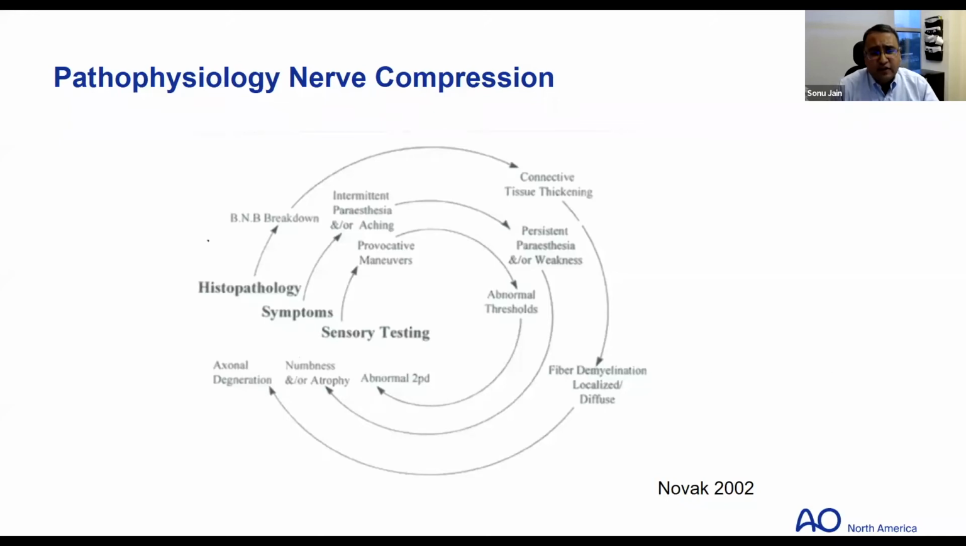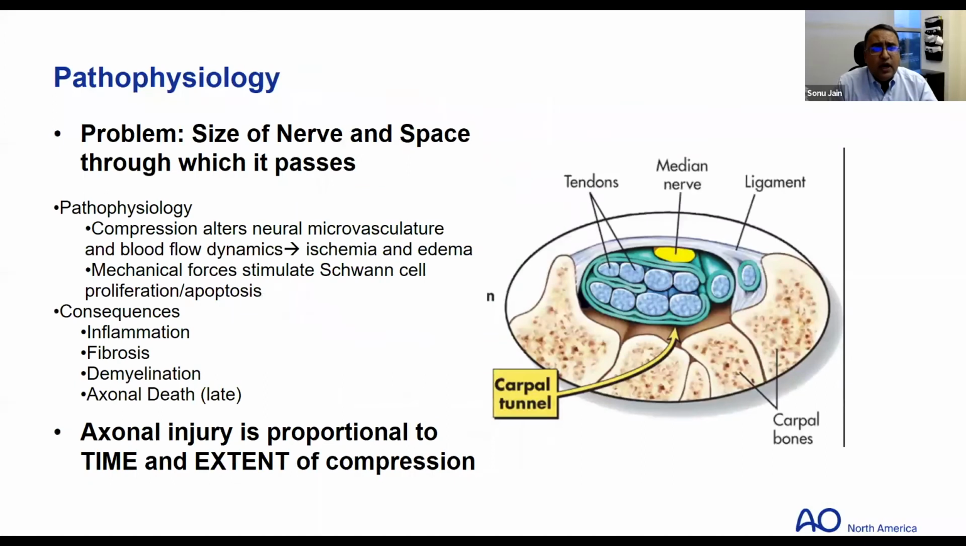So it's a little different process, but it does end up with neuropathy and axonal degeneration like it shows. So what you want to know is that the size of the nerve and the space through which it passes is really important. So compression alters the neural microvasculature and the blood flow dynamics, and that causes ischemia and edema, as you're probably well aware. And those mechanical forces stimulate Schwann cell proliferation and apoptosis. So the consequences of these are inflammation, fibrosis, demyelination, and eventually axonal death, which occurs late.